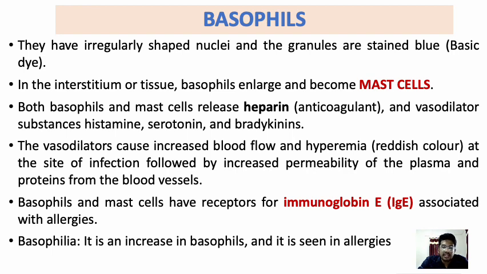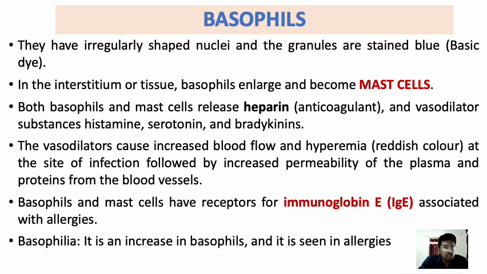You know that when an insect bites you, you will probably get an itching sensation right there, and you will start itching, and there will be a localized basophilia or mast cells will be there, and this will release the heparin and the vasodilator substances like histamine, serotonin, and bradykinin. This is the cause of the increased irritation and hyperemia at that bite site.